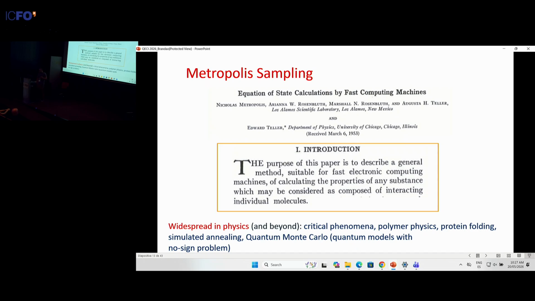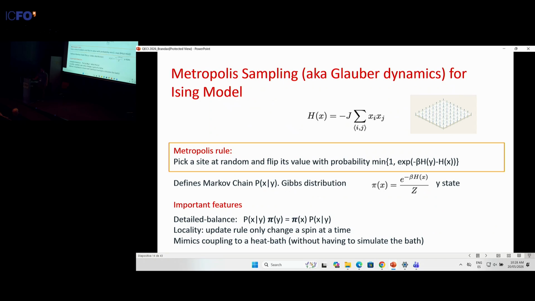But indeed, it's a very useful method. It has been used in the last 50 years all over physics and chemistry and beyond, in computer science and in AI. And those are just some examples: you can use Metropolis to study critical phenomena, polymer physics, protein folding, simulated annealing, and even quantum systems with quantum Monte Carlo, if you don't have a sign problem. So what is this algorithm? It's a very simple algorithm, and probably many of you know it already, but let me just remind you how it works.